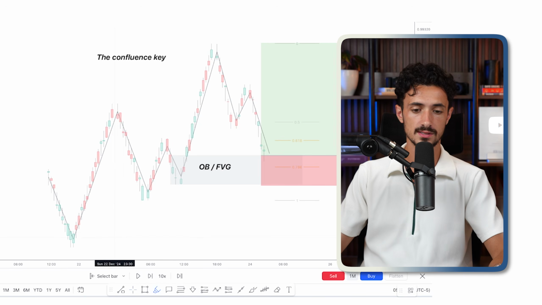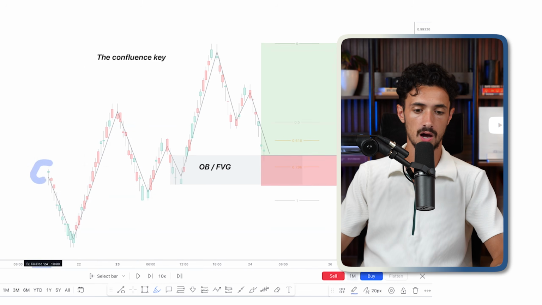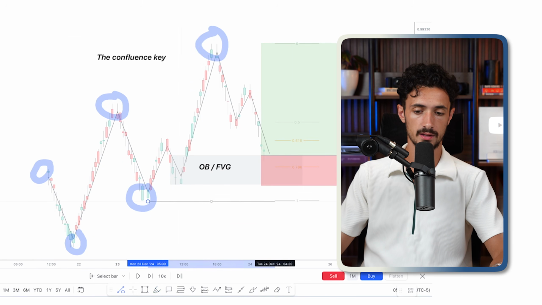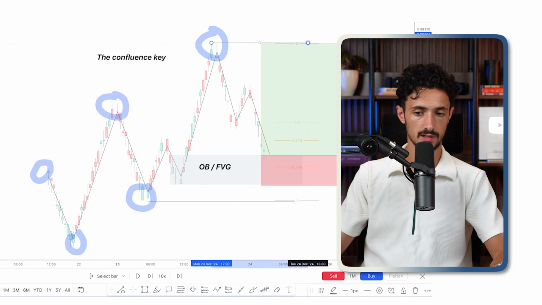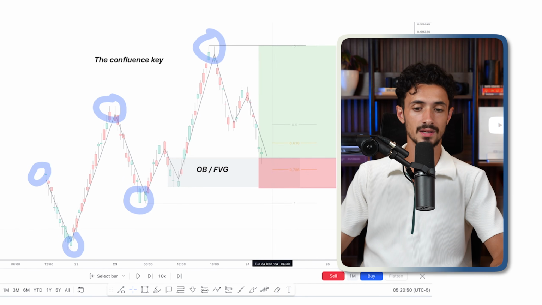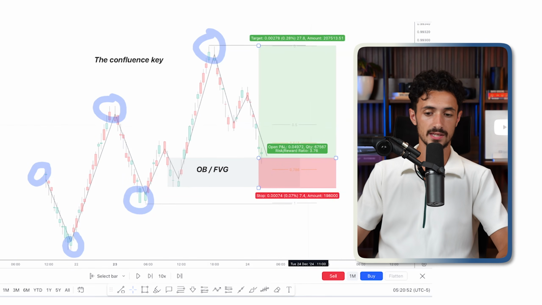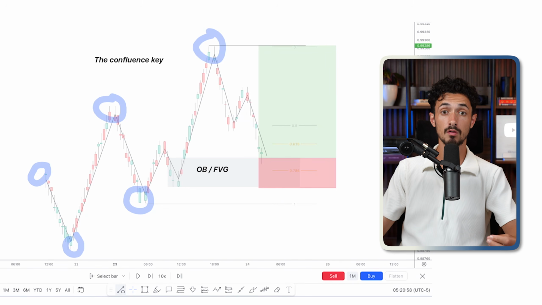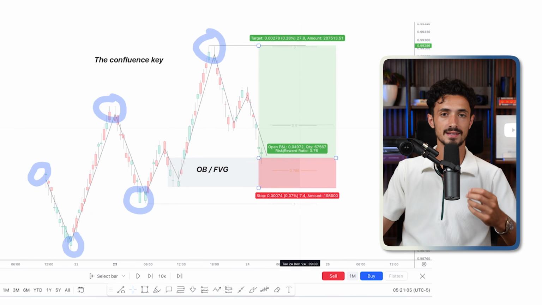First, always identify market structure. High, low, higher high, higher low, higher high. Identify price range. Here's my swing low, here's my swing high. That is my price range. Now what you can do is you can set your fib, so your premium and discount, from your low to your high, and then you can find confluences that are inside of the discount. So anything that is below 0.5, that is a confluence.